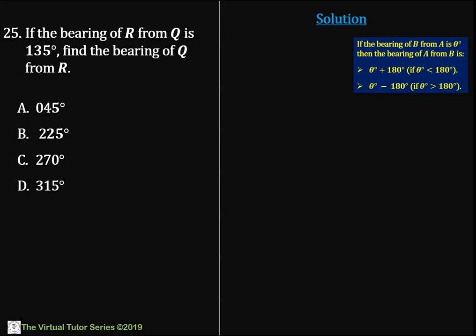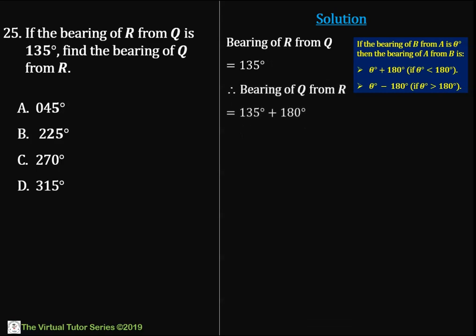The bearing of R from Q is 135 degrees. So the bearing of Q from R is 135 degrees plus 180 degrees, since 135 degrees is less than 180 degrees. 135 degrees plus 180 degrees is 315 degrees. Hence, the bearing of Q from R is 315 degrees.